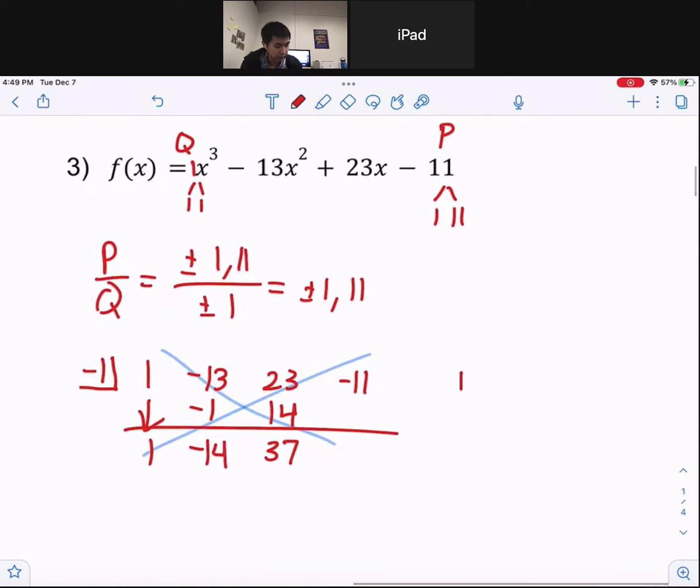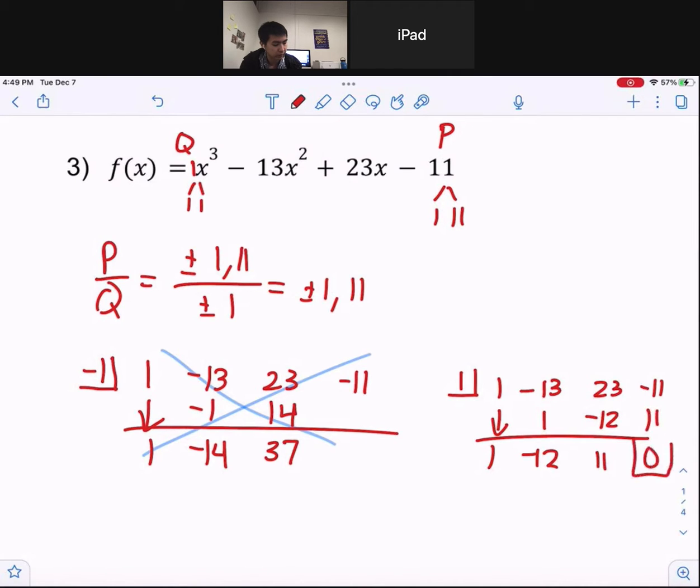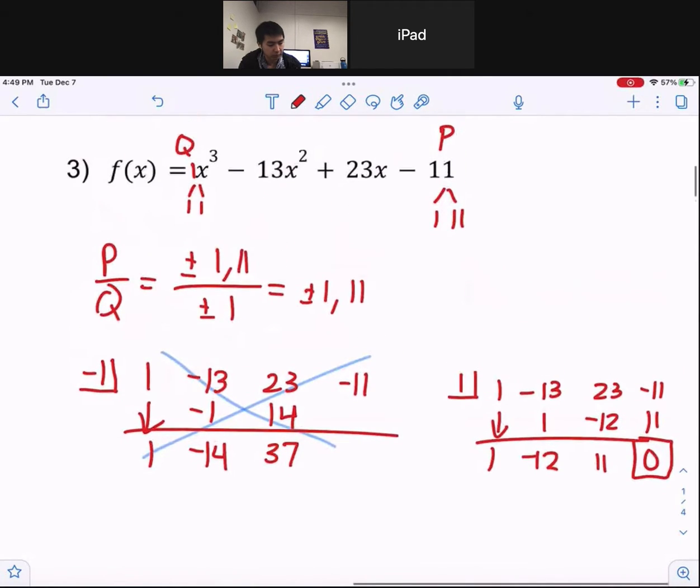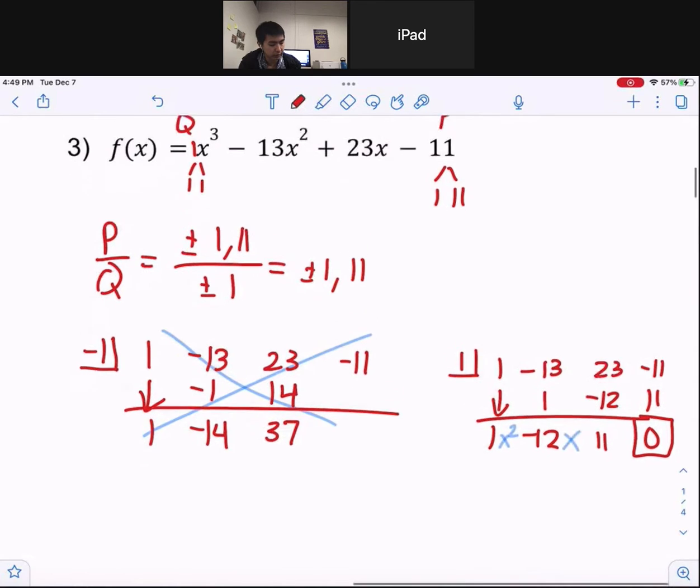How about we try 1? Write down the coefficients of the polynomial still. 1 times 1 is 1, add -12, -12 times 1, -12, add, you get 11, 11 times 1, 11, add, 0. So we found an answer, right? So 1 is definitely an answer. Now remember, x to the third, so it's going to go 1 degree less, and then 1 degree less.